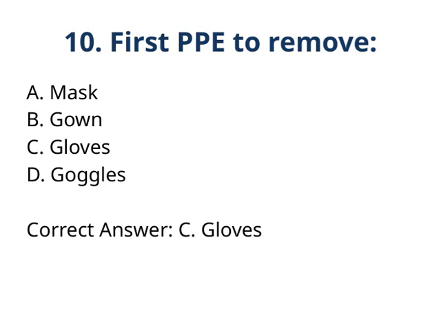Now, when it comes to removing personal protective equipment, or PPE, it's important to do it in the correct order to prevent contamination. The first PPE item to remove is the gloves. This is because gloves are the most likely to have come into contact with infectious material. Removing them first helps minimize the risk of spreading germs to other parts of your body or your environment.